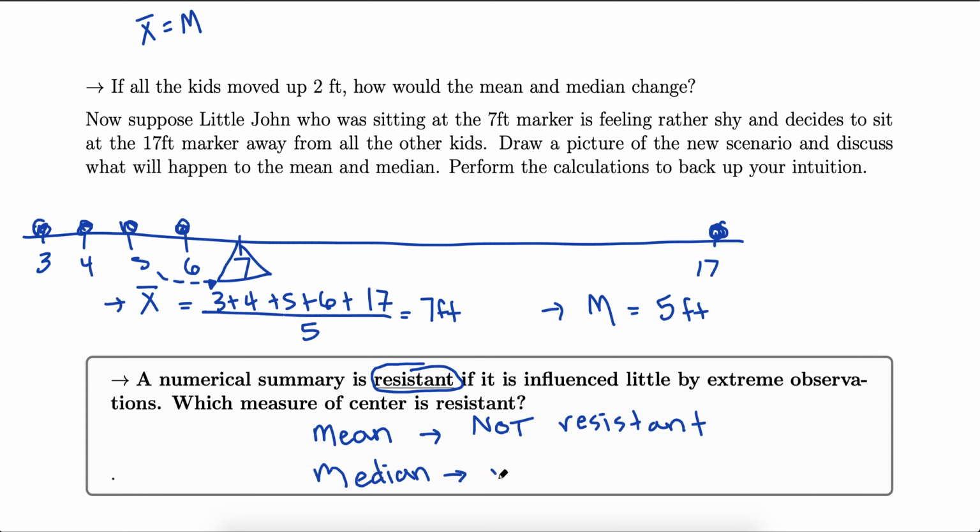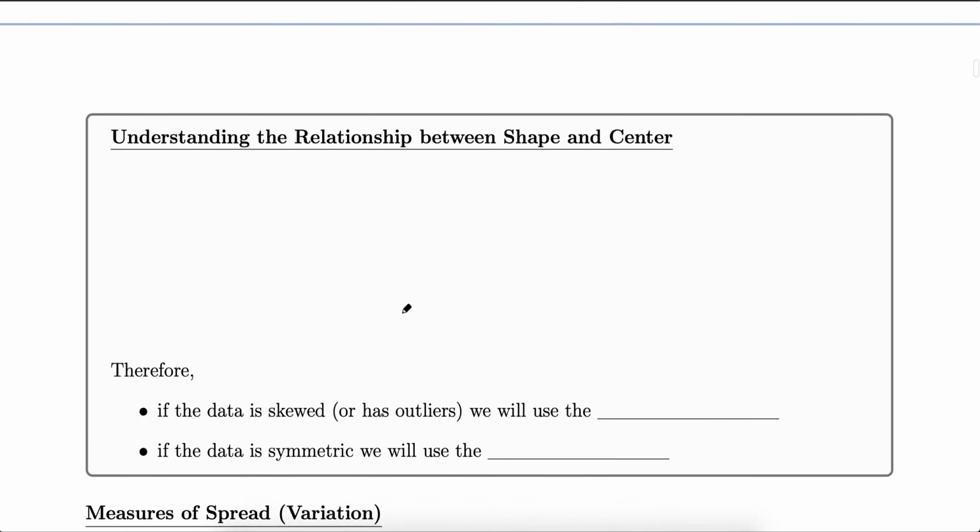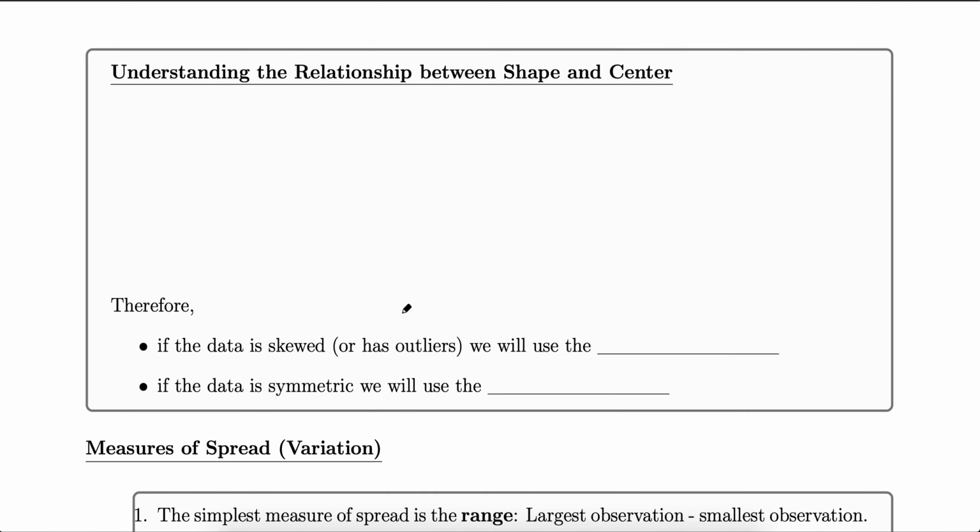The median, though, is resistant. I can change how far out little John is. Doesn't matter. The median is still going to be 5. So what does this mean for us when we're deciding which measure of center to use? Let's take a look and kind of summarize what we observed in some plots.